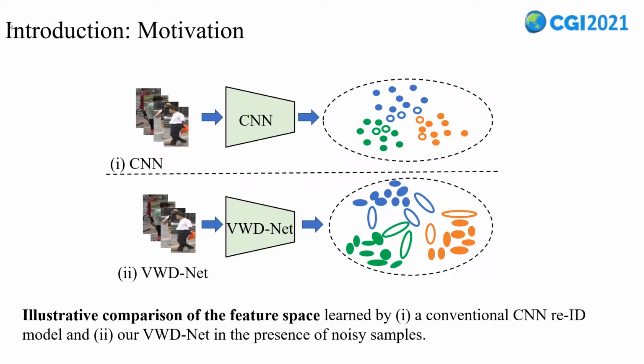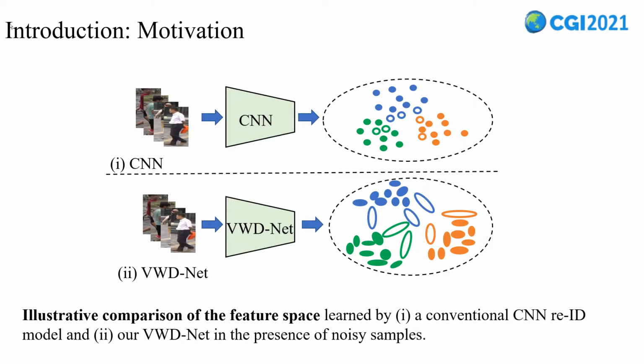To effectively solve the two problems of noisy labels and outlying samples in person re-identification, we propose a variance weight distribution network, VWDNet. As shown in the figure, there is an illustrative comparison of the feature space learned by a conventional CNN re-identification model and our VWDNet in the presence of noisy samples.